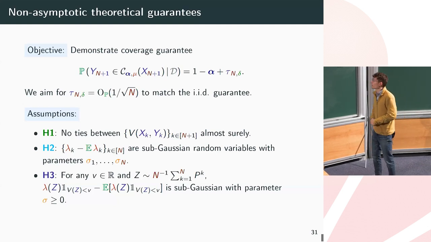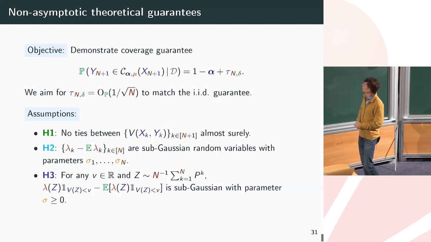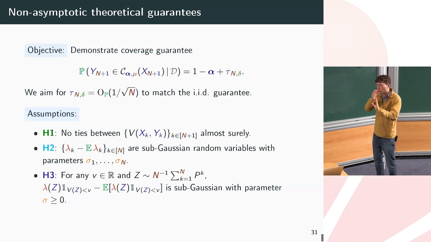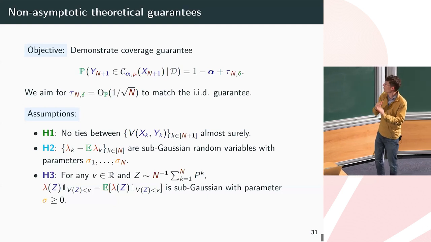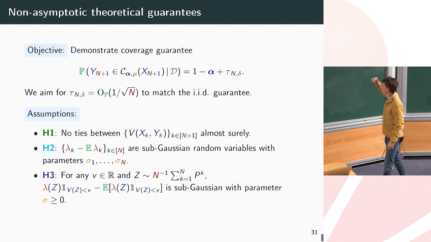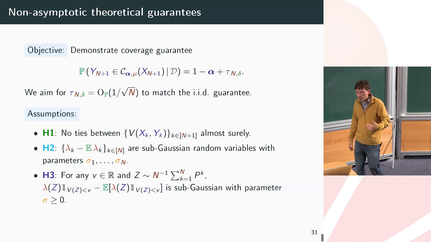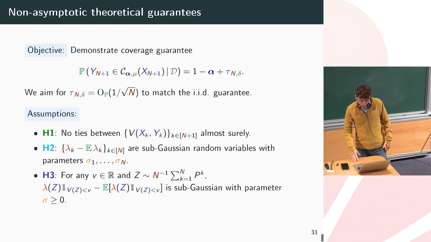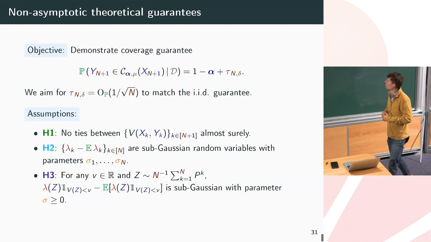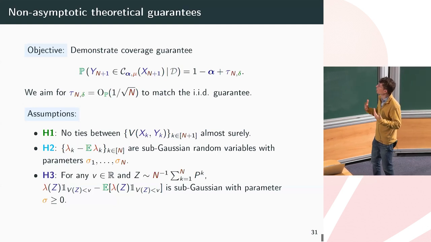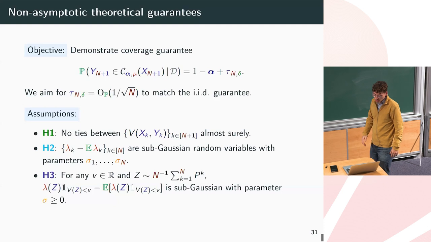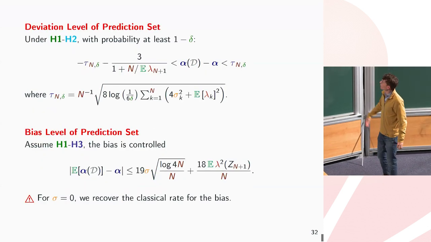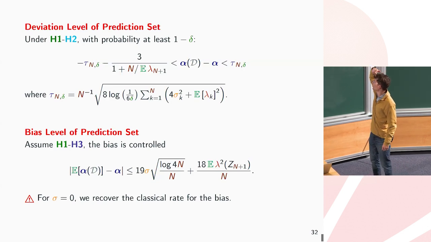The first one is not needed if you just want an upper bound, but to really control the miscoverage on the left and the right, we made this first assumption. And the two others are sub-Gaussian assumptions. It means that you will have some concentration of your data if you take some empirical statistic.